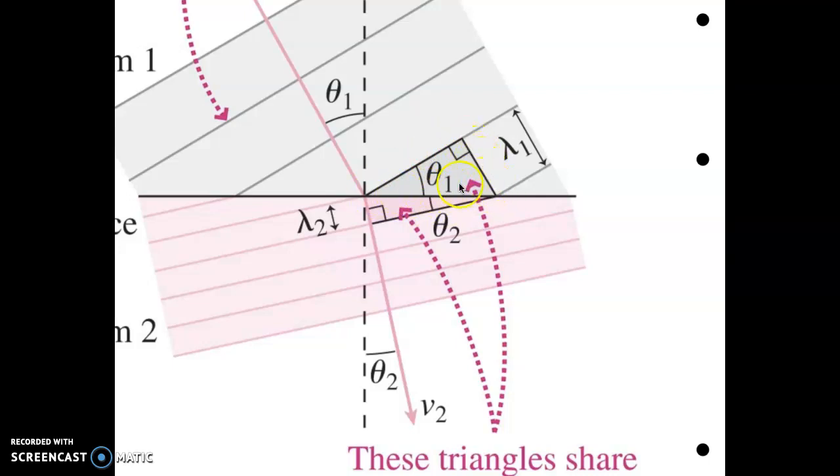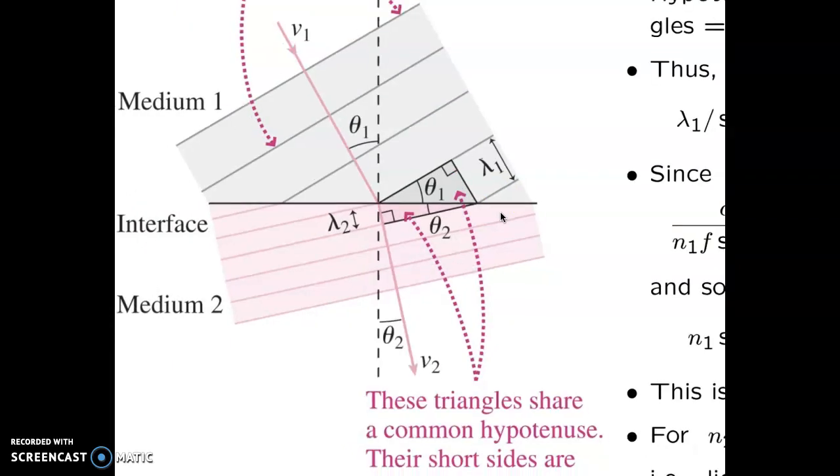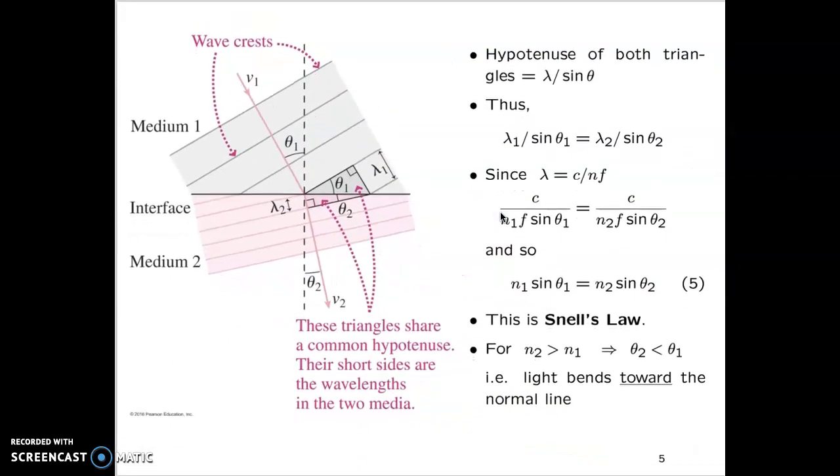Okay? So we have a couple right angle triangles. This side is lambda 1, this angle is theta 1. In the other one, this side is lambda 2, this angle is theta 2. But what you'll notice is these two triangles share the same hypotenuse. Okay? And we can use that fact. Whatever this distance is from this point to this point, it's the length of the hypotenuse for both of these right angle triangles. So that's what I say over here. The hypotenuse of both triangles is the same.